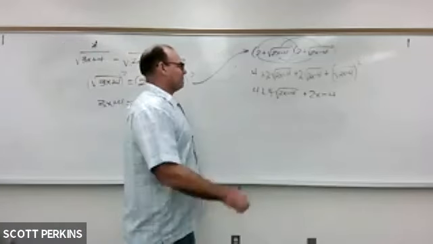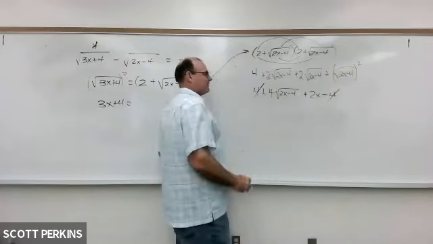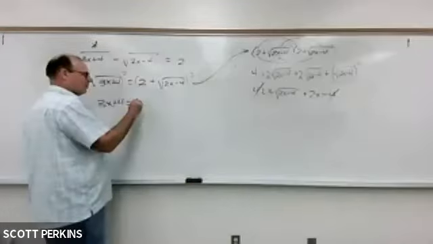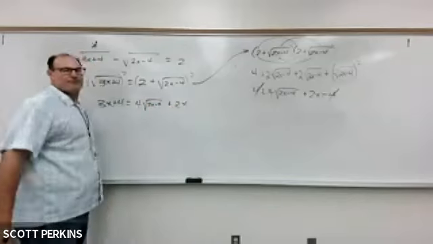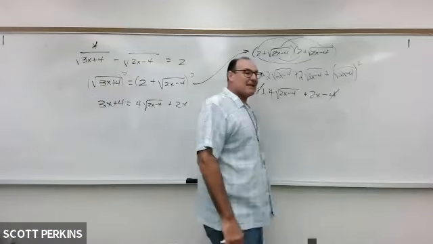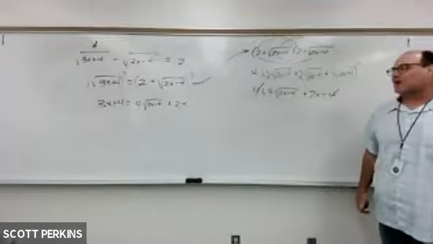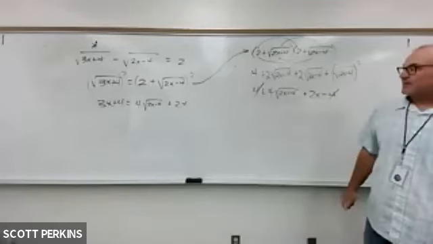One more thing, I've got four minus four, that's fun. That makes life a little more pleasant. So what I've got is four times the square root of two x minus four, and then plus two x. So goal achieved, I isolated one of the radicals, I squared both sides, I got rid of one of the radicals. So that's good news.